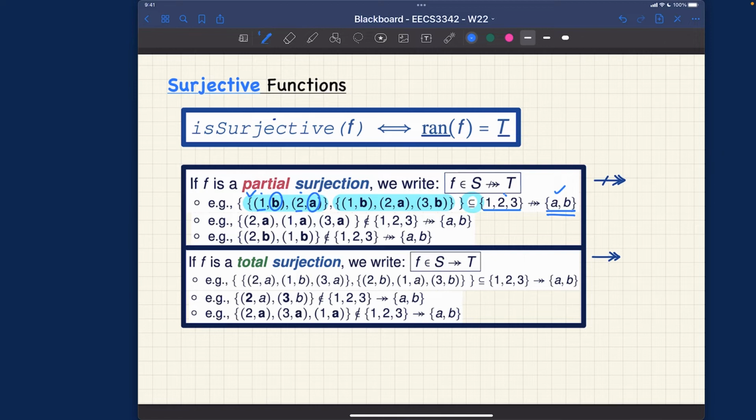All right, let's now take a look at the second example, the second line. Let me use green over here. I only have one function to consider, this one over here. Is it partial?